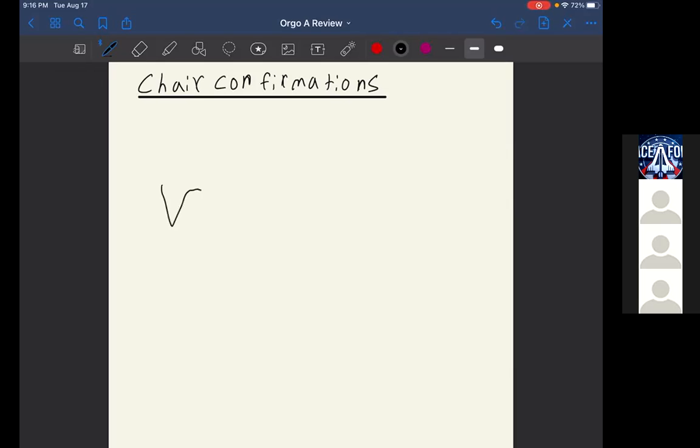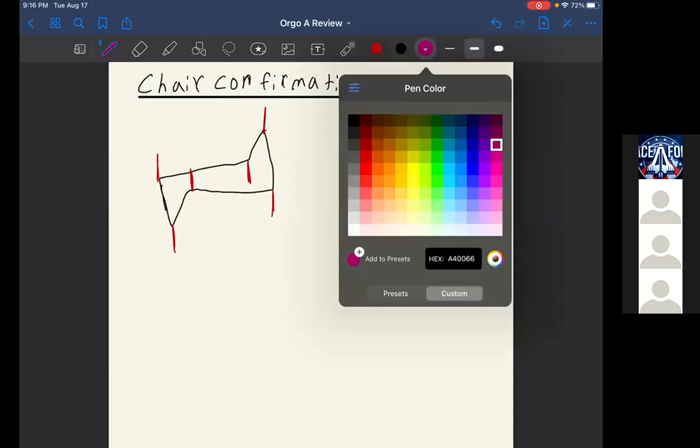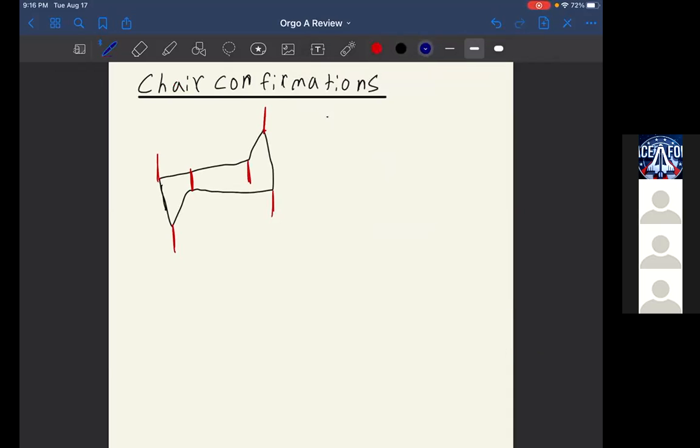So when you draw a chair conformation, it looks like this. And then up, or red, is going to be my axial, and blue will be my equatorial. And they alternate. So it goes up, down, up, down, up, down. So those are my axial. And then I'll make my blue my equatorial.